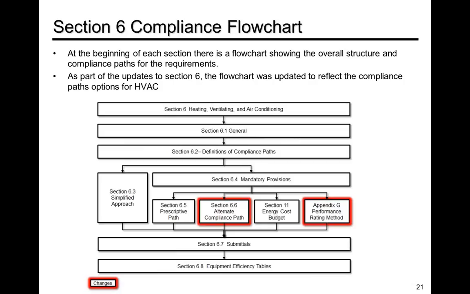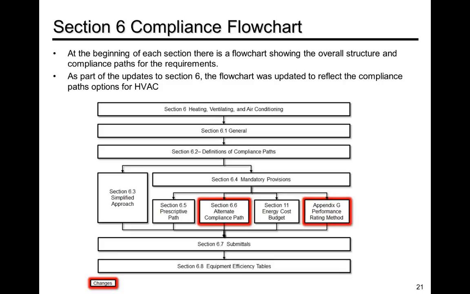So one of the things we did, and this is really for all of the sections in 90.1, at the beginning of each section there's a flow chart, and a lot of those flow charts are out of date. One of the things we've tried to do is update those flow charts, and I've got this one in here highlighting there are now 5 compliance paths for mechanical, ranging from the simplified approach, prescriptive path, alternate compliance, the energy budget, and the new Appendix G, which Mike will cover.